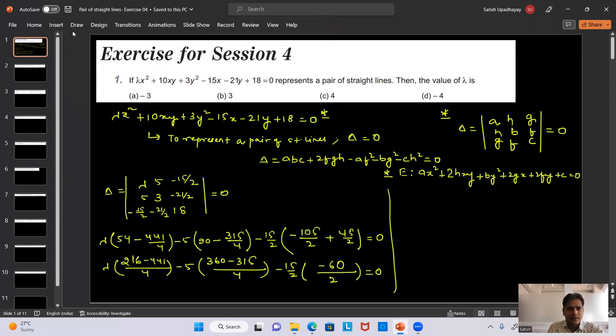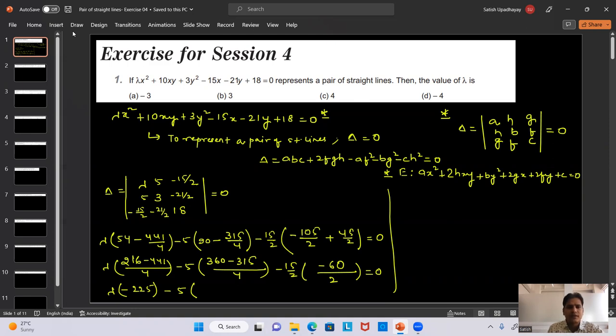So further, what we can write from here, if you see, we can take LCM 4 from all the terms. So it will be lambda into 216 minus 441, then 522 minus 225. Then minus 5 into this will be how much?